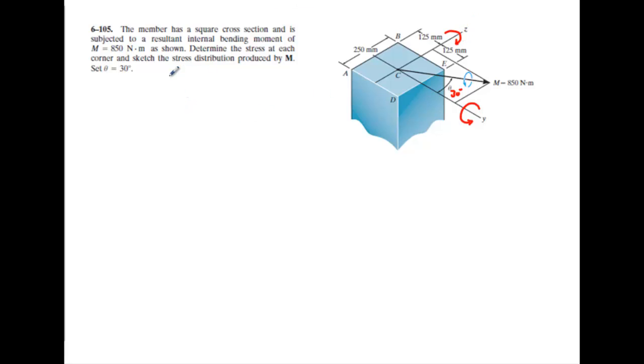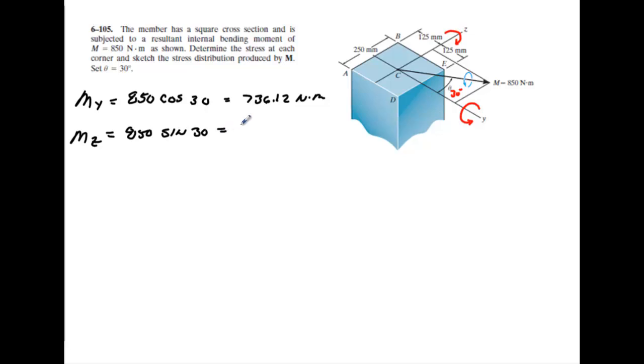To calculate the moment, again this is pretty easy. The moment around Y is going to be nothing more than 850 times the cosine of 30, and when we do that, we get a value of about 736.12 Newton meters. Now we take the moment around Z, and we get 850 times the sine of 30. That gives me a value of 425.